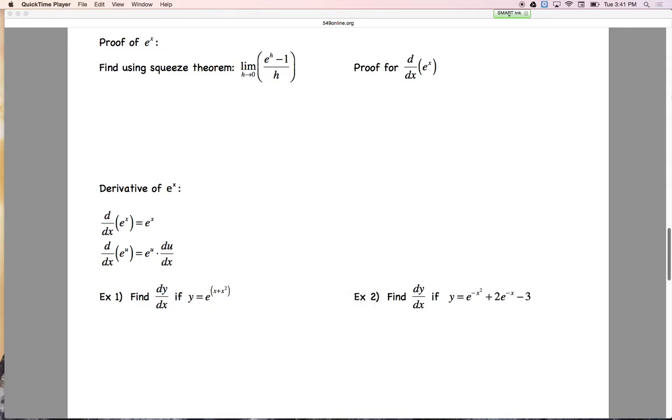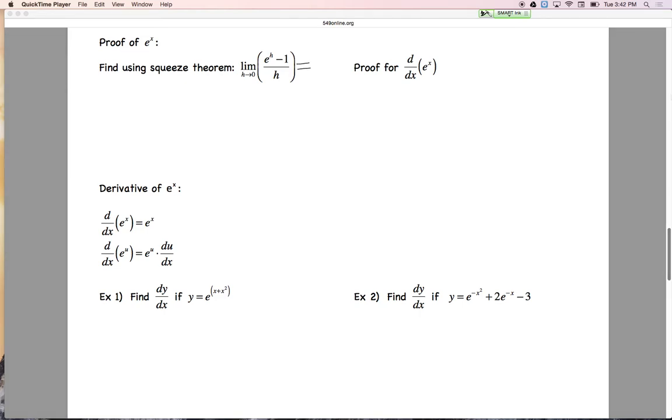Okay, so I'm going to go through the rest of these notes with you guys, and as requested by Billy Beesman, I will prove the derivative of e to the x. I'm going to use the squeeze theorem to do that.